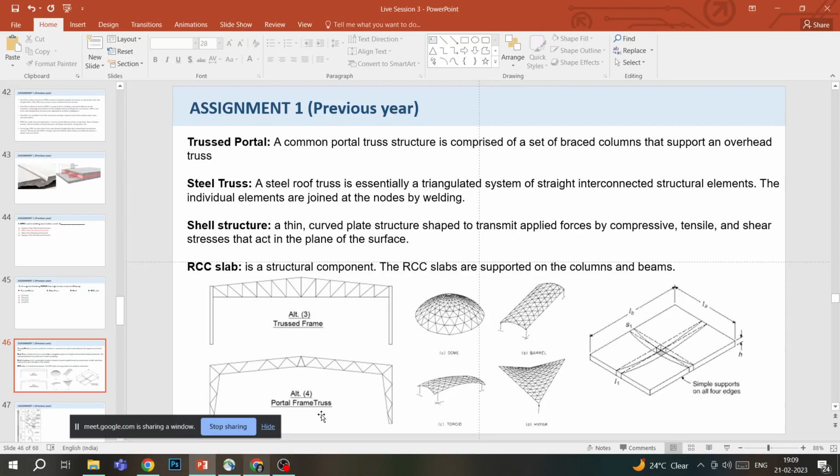RCC slab, everybody knows it. If you are from a civil engineering or architecture background, you would know what an RCC slab is. It is just a structural component supported on columns and beams. I've just given a small example of how bending happens in an RCC slab.